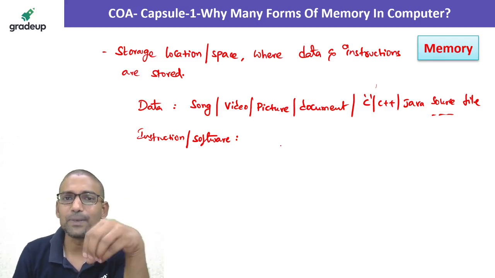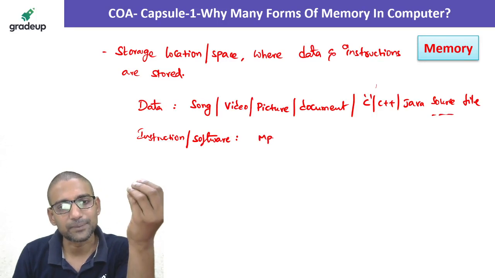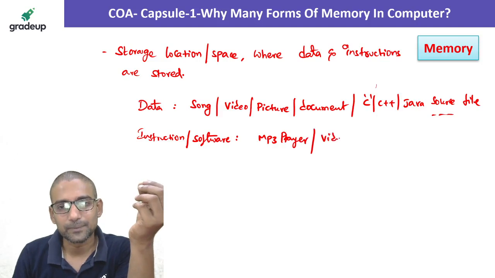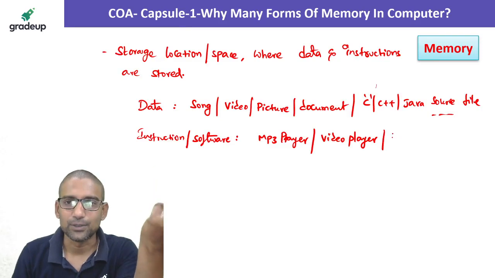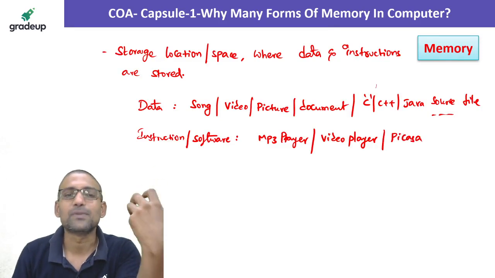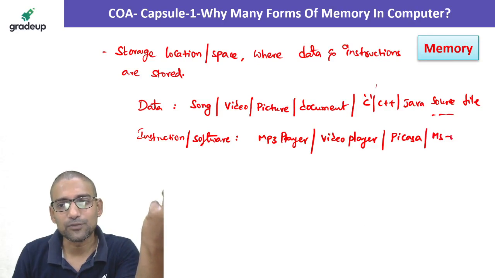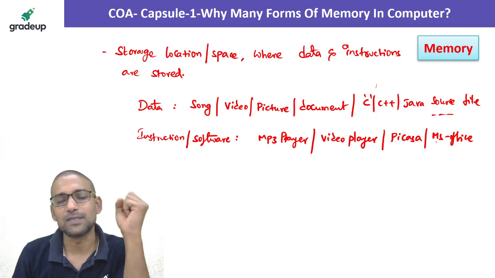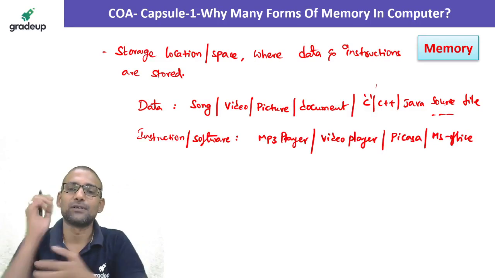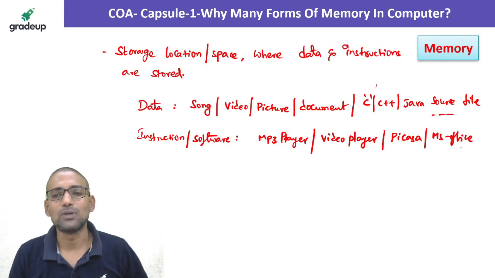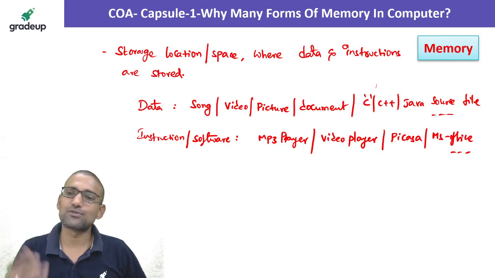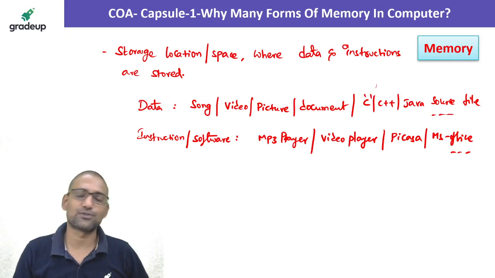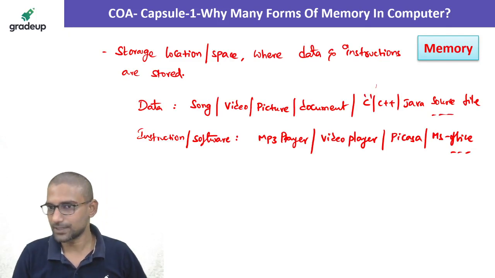So if you need to play a song, you require MP3 player, video player if you need to play the video. If you need to open the image, you may require some Picasa kind of software. You may require MS Office kind of software for the document. You require all the C package to run the C program. So both data will be stored in memory, instructions also gets stored in memory, isn't it?